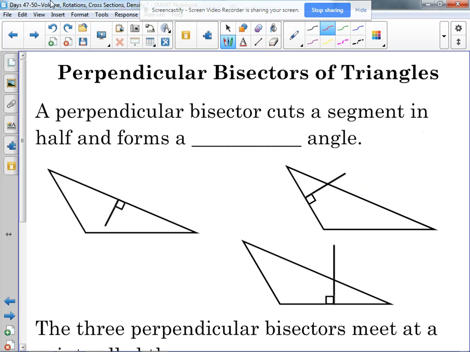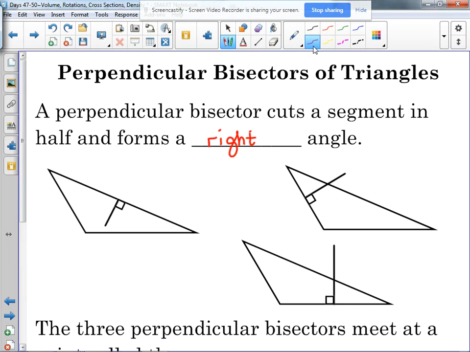Okay, last one. Perpendicular bisectors. Again, the name tells you what it is. Perpendicular, right angle, bisector, cuts it in half. So perpendicular bisector, right angle, bisector, cuts it in half. So that's what we're looking at here, kind of like the medians.